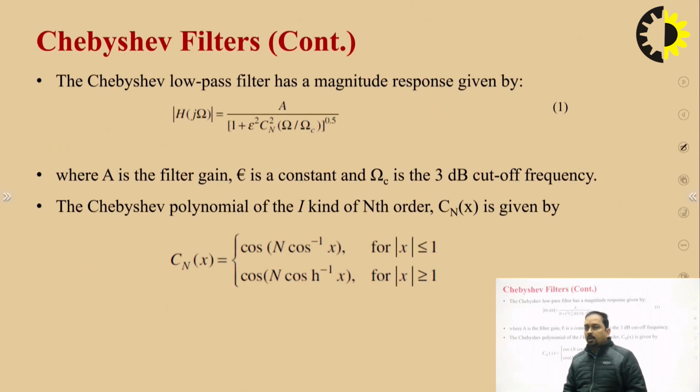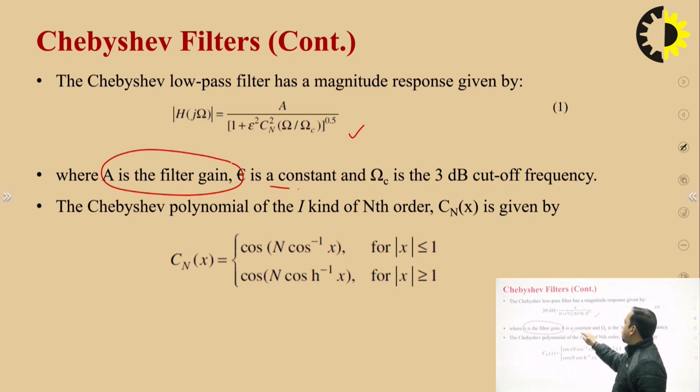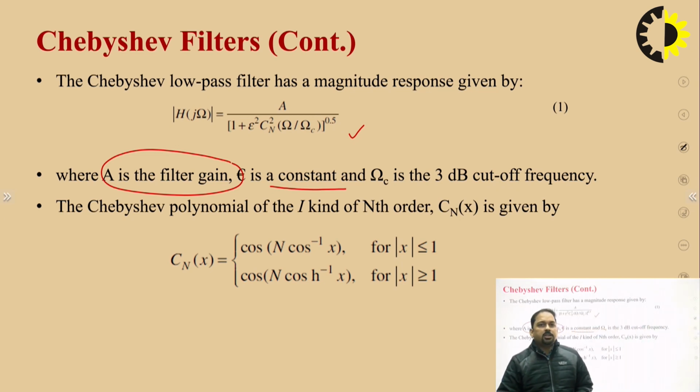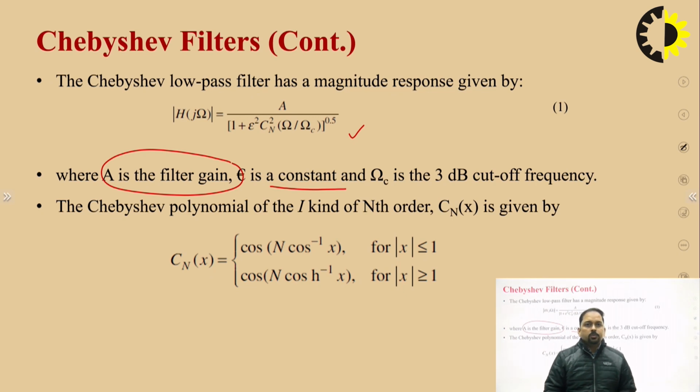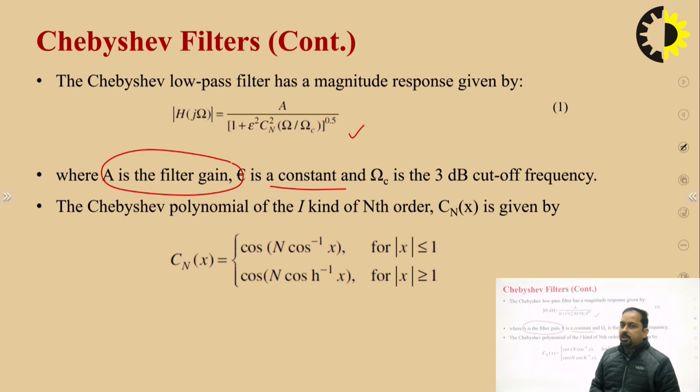Now, let's say we have the magnitude response given by mod of H of omega. We have the cutoff frequency, and A is known as the filter gain, and epsilon we call a constant, and omega c is called the 3 dB cutoff frequency, meaning at this particular frequency the gain reduces to 1 by root 2 times the maximum value, whereas Cn of x is nothing but the Chebyshev polynomial of the first kind, and the order is nth order.